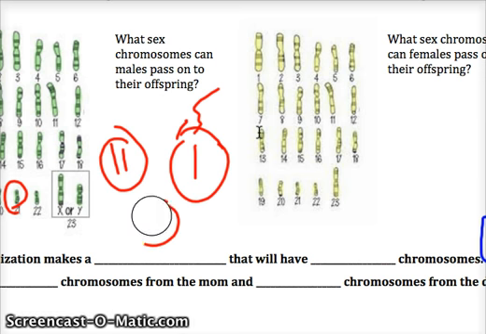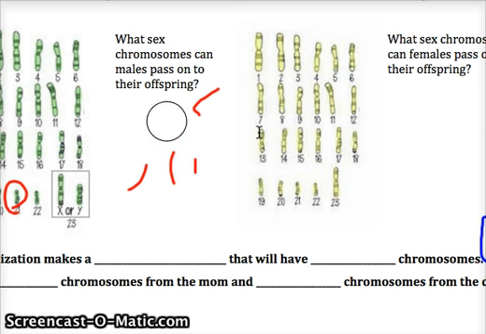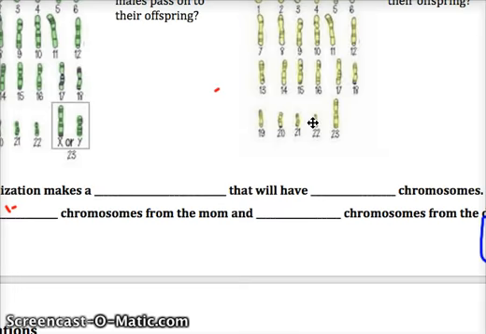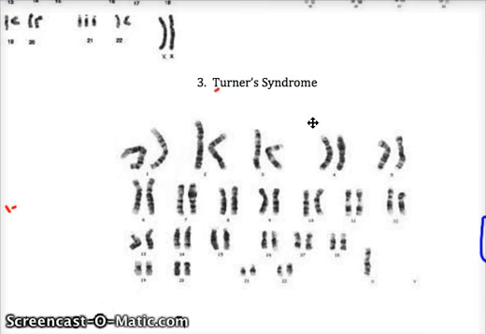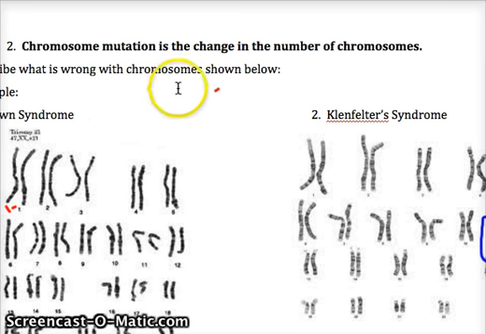So usually older women have more chance of getting a child with Down syndrome because their eggs have been dividing for a long time, and the chromosomes don't separate. So it's all during meiosis that causes chromosome mutation. So if you want to put that here, meiosis causes the mutation.